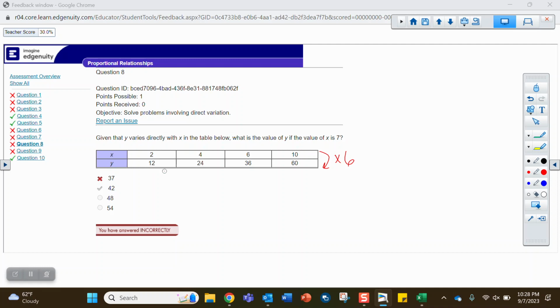2 times 6 is 12. 4 times 6 is 24. 6 times 6 is 36. 10 times 6 is 60. And so that's varying directly. So if x is 7, if we had a 7 in here, 7 times 6 is 42.